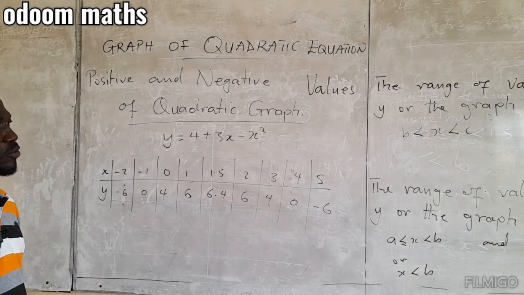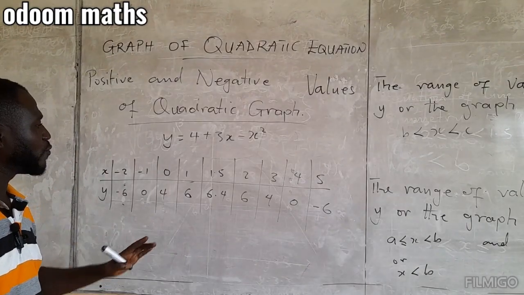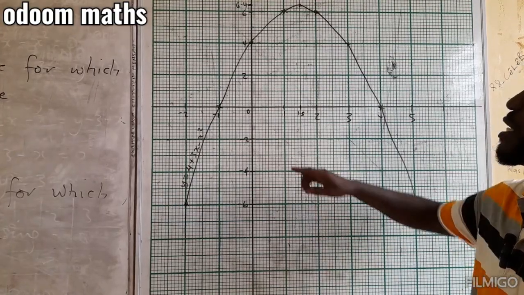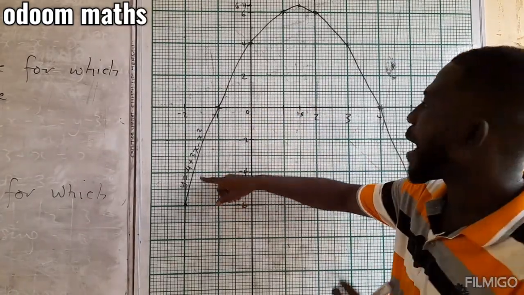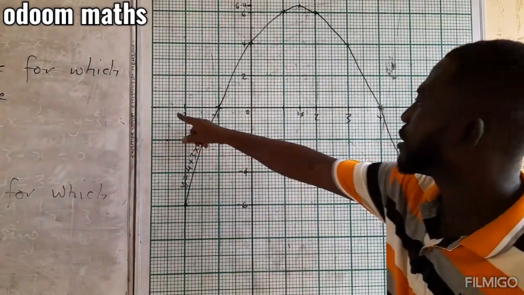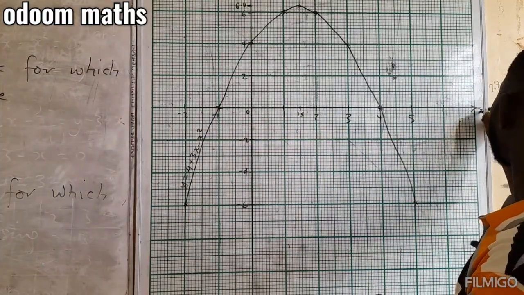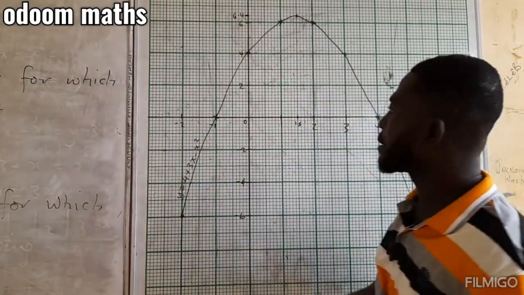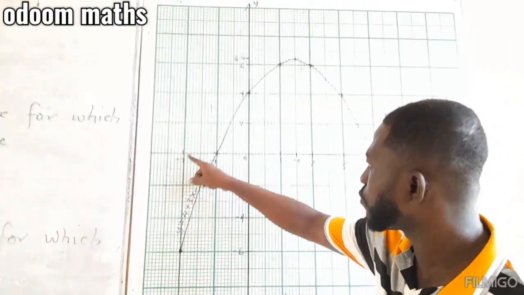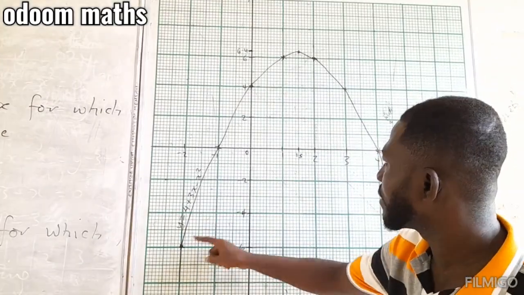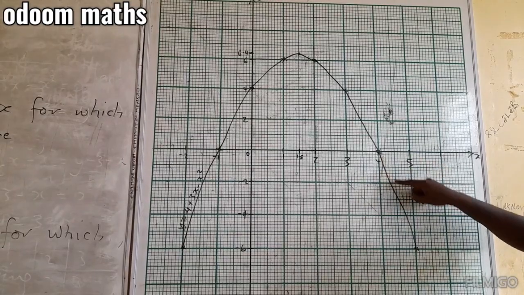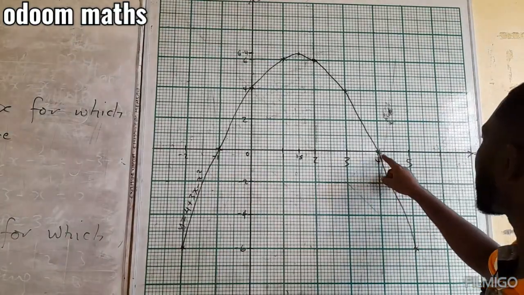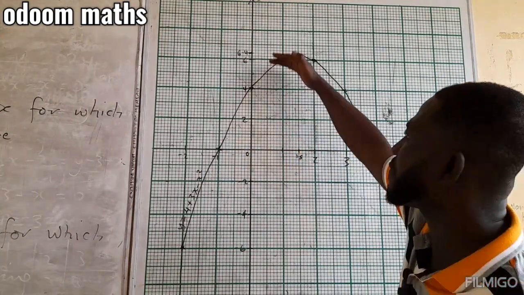That is that. Okay, so now let's go to the graph and look at how we are going to answer a question of this nature. So the range of values of x for which y, that is the graph, is negative. This is our x-axis, and then this is the y-axis. Now from this point to this point, y is negative. Then from this point to this point, y is again negative because they are below the x-axis. Then from this point to this point, y is positive because they are above the x-axis.